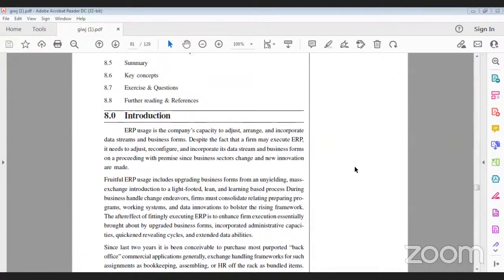For fruitful ERP usage, you will find that it includes upgrading business forms from the unyielding mass exchange introduction to agile, lean and learning-based processes. During the business process changes, first must be consolidated relating, preparing programs, working systems and data innovations to bolster the rising framework of ERP implementation.